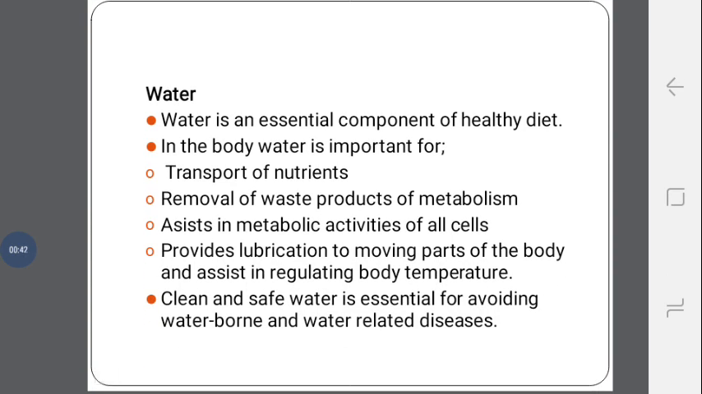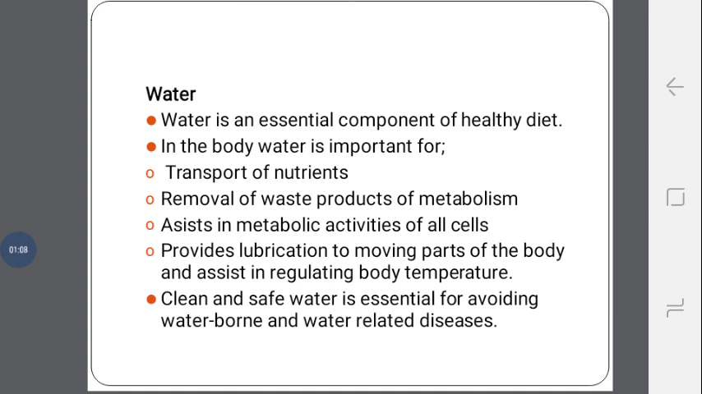Water is an essential component of our diet. In the body, water is important for. Kwa hiyo zifuatazo ni kazi za maji mwilini: transportation of nutrients, removal of waste products, metabolism, but also assisting in metabolic activities of all cells. Once we are speaking of metabolic activities, these are all activities that are taking place inside the cells.